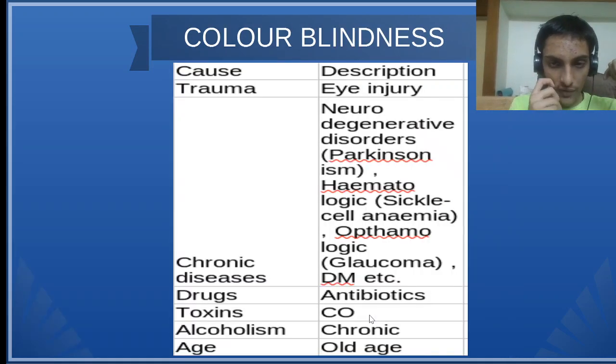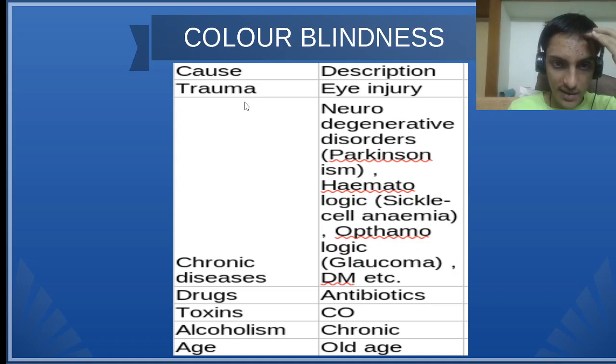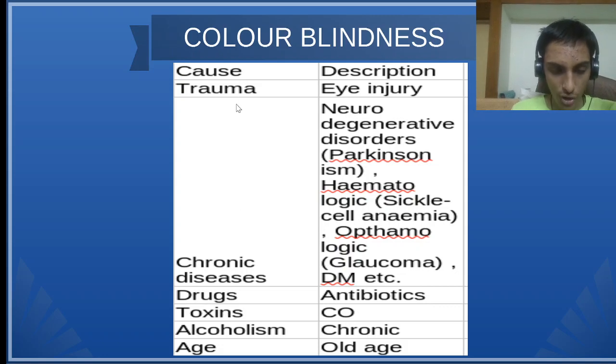Okay. So we are seeing color blindness. The causes are trauma, chronic diseases, drugs, toxins, alcoholism and age. You can remember it in a simple way, I'll tell you: T square, toxins and trauma. T square, CD, A square. You can remember it like that.